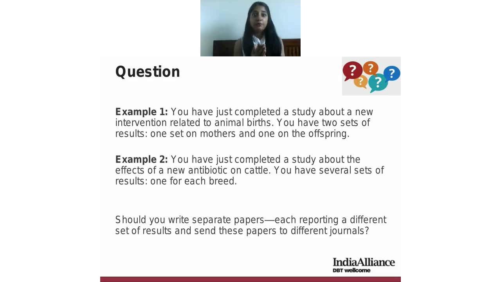Second, you have completed a study about the effects of a new antibiotic on cattle. And you have several sets of data. You have some 3-4 breeds of cattle. Do you think it's a good idea to have effect of antibiotic A on Jersey cattle, effect of antibiotic A on Holstein cattle? Is that a good idea or correct? It is not ethical because this is a clear-cut example of salami slicing.